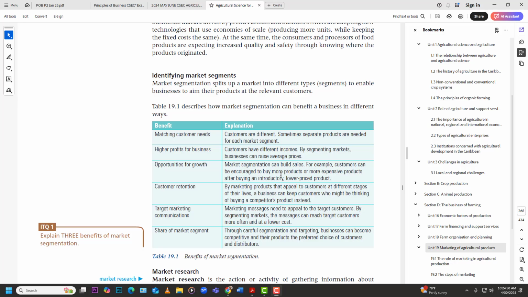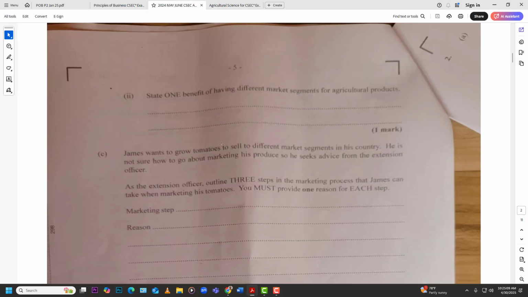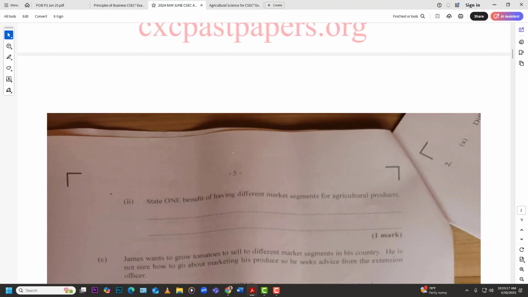So you're able to get different prices in different markets. Also, share the market segment through careful segmentation and targeting. Business can become competitive and their products be preferred choice for customers and distributors. So when you divide your market into different segments, you're then able to supply different things to different people at different prices, right? So look at that.